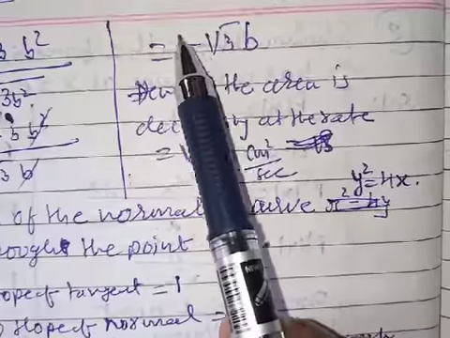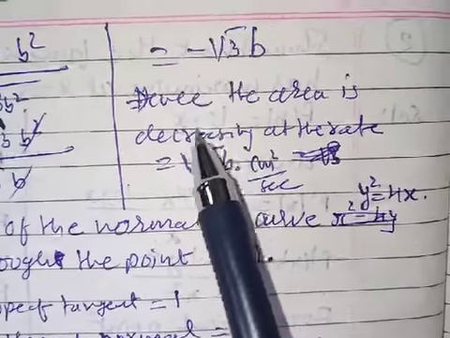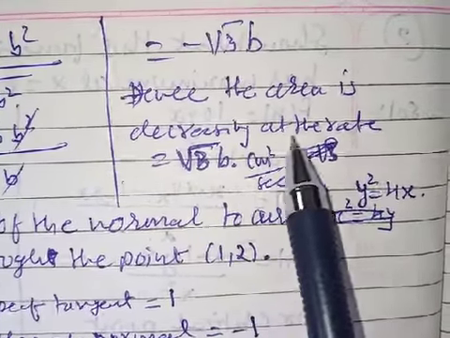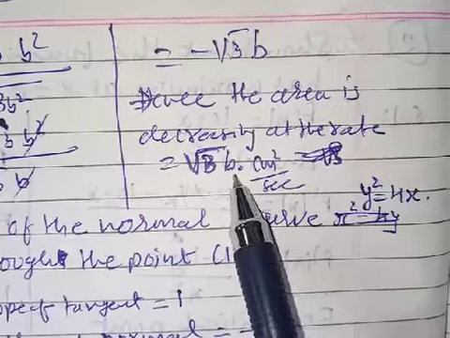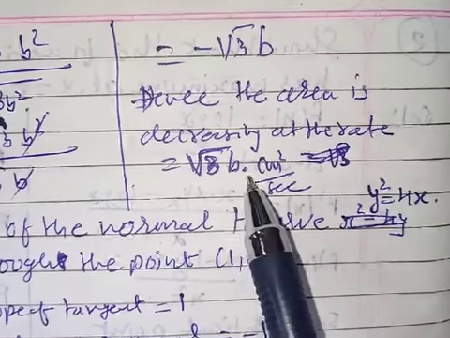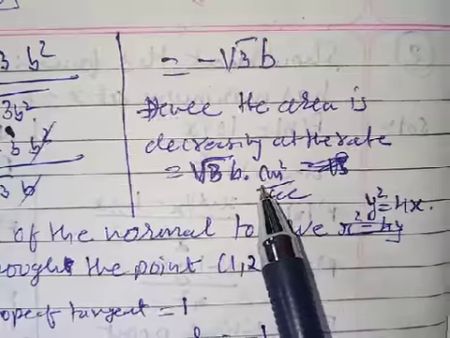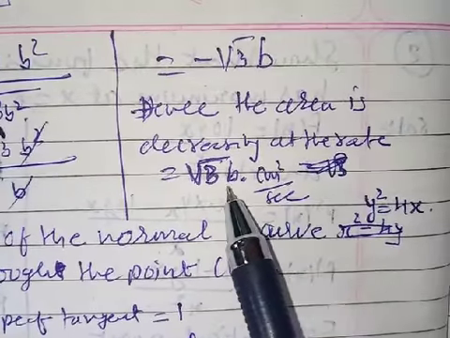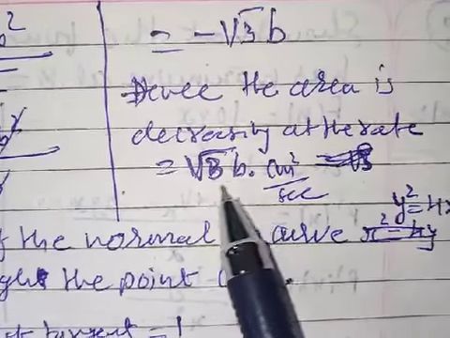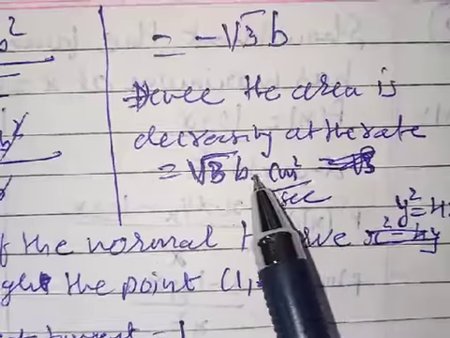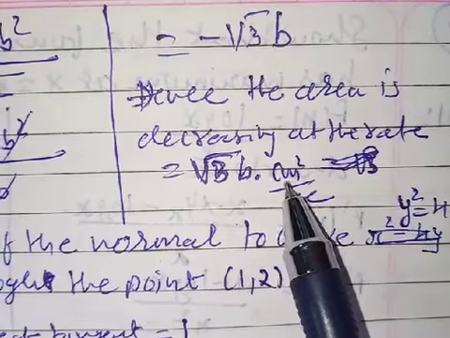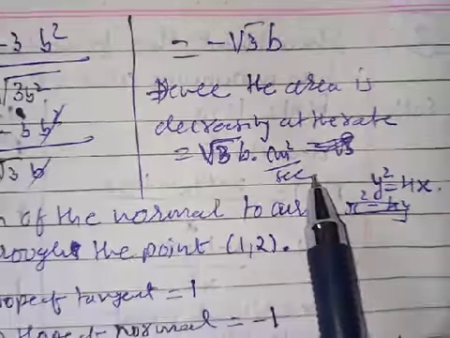Minus indicates that the rate is decreasing. Hence the area is decreasing at a rate of root 3 b. What we are finding is dA upon dt. dA means the unit of area, which is centimeter square. And the unit of time t, dt, is second. So therefore we must write this as centimeter square upon second.